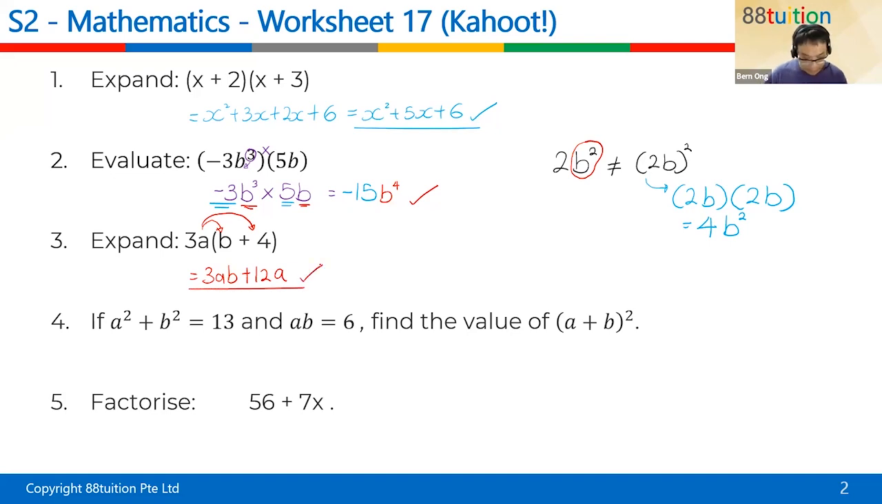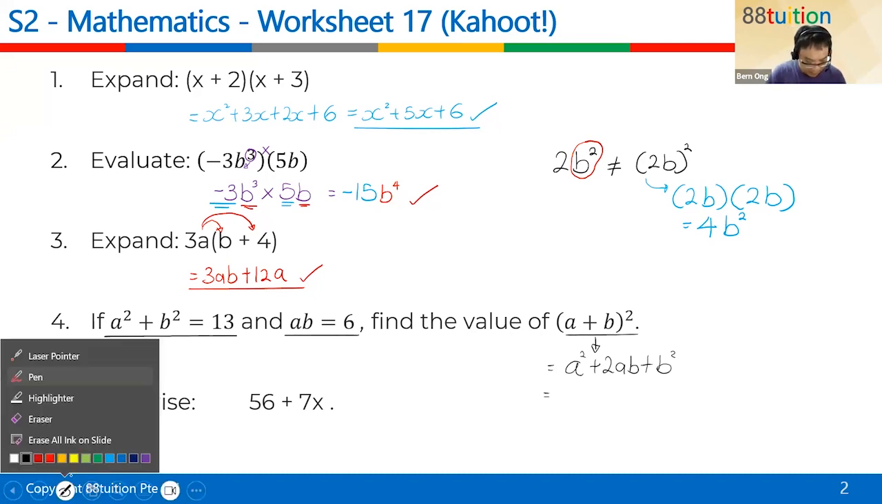Okay, this one, question 4. Also very important, usually comes out for the test. You have a squared plus b squared is 13. You have ab is 6. Down here, I told you about this fast method. What's the fast method? Special algebraic identity. Front squared plus 2 front back plus back squared. That's why I say that your algebraic identity rules must be strong.